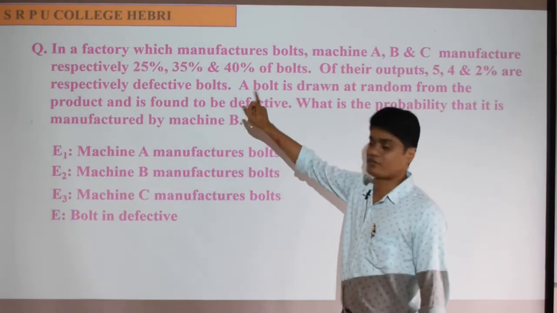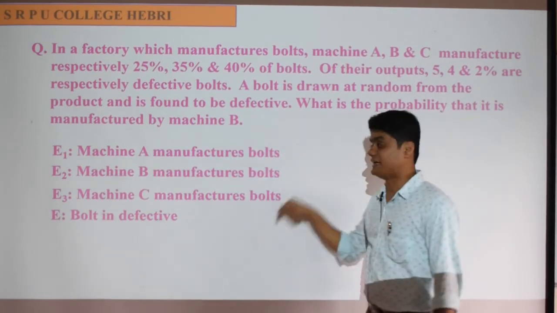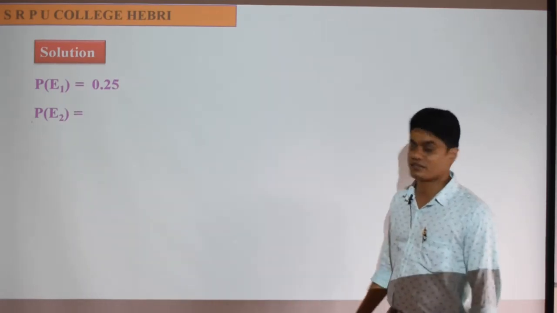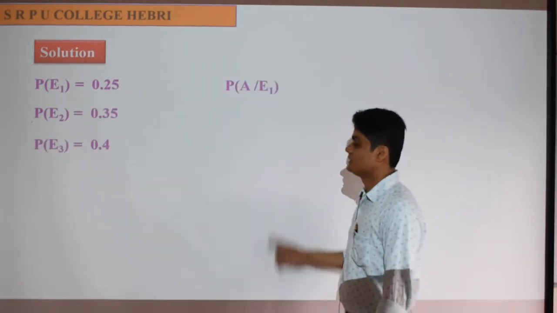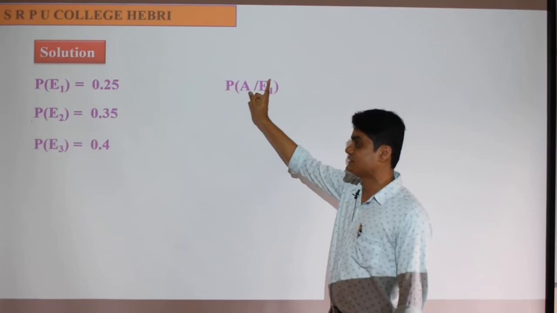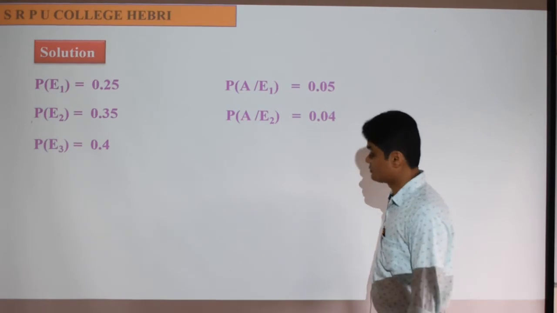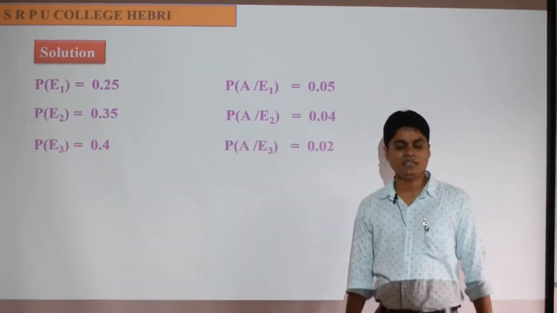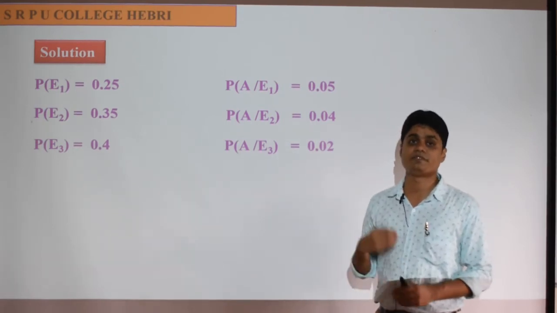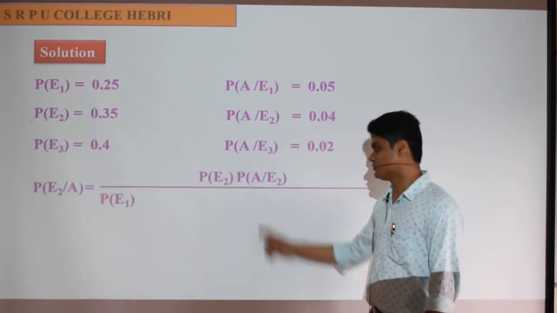Note the numbers: 25% for A, 35% for B, 40% for C, and 5, 4, 2 for A, B, C respectively. So probability of E1 is 0.25, then 0.35, then 0.40. Probability of A bar E1, since the selected bolt is defective and from machine A, is 5%, then 4% for machine B, 2% for machine C. The selected bolt is defective and must be from machine B: probability of E2 bar A is probability of E2 into probability of A bar E2.